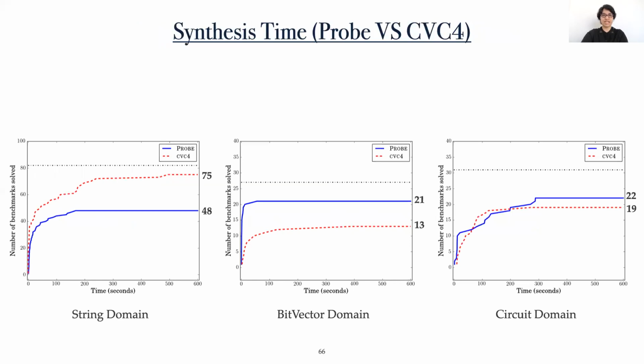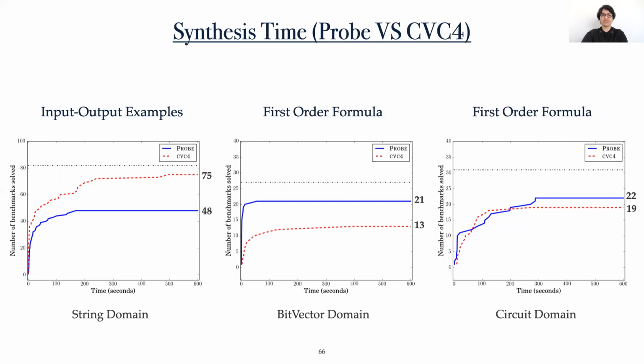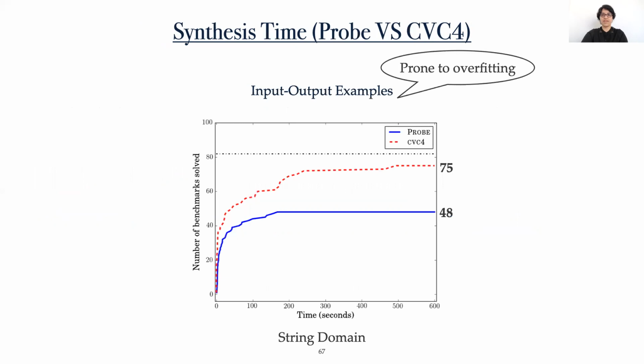We see that the string domain is the odd one out, where CVC4 vastly outperforms Probe. Why does this happen? It turns out that the string domain uses input-output examples as specification, whereas the other 2 domains use a universally quantified first-order formula. We hypothesize that CVC4 is outperforming Probe only when the spec is input-output examples, because this type of spec is prone to overfitting. So for the string domain, we looked into the quality of solutions generated by testing whether they generalize well to additional examples.